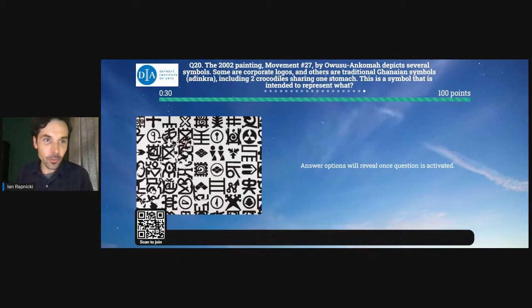The 2002 painting, Movement Number 27, which is why it's in the movement category. Movement Number 27 depicts several symbols.